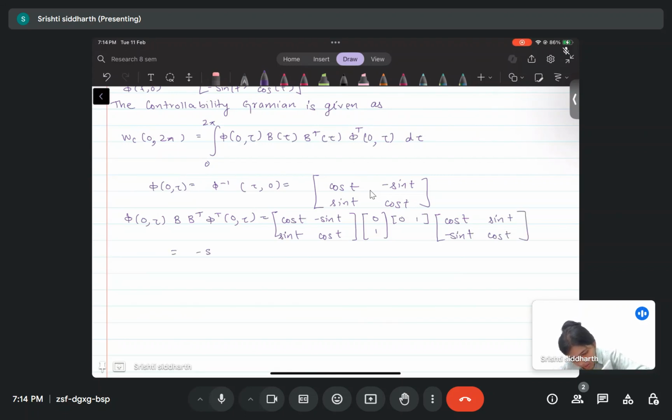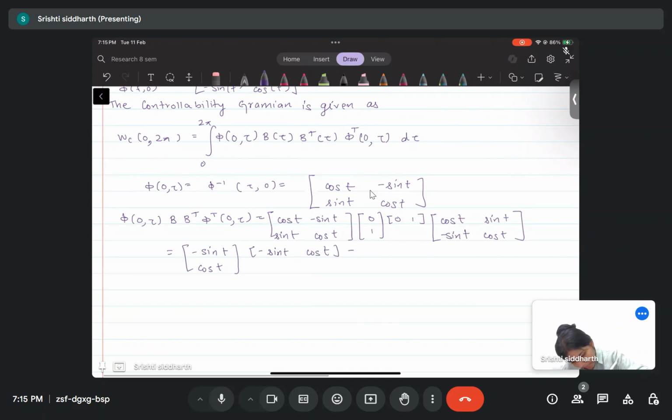So this is simply, and then we have minus sin t cos t. So this is sin square t minus sin t cos t, then minus sin t cos t again, and cos square t.